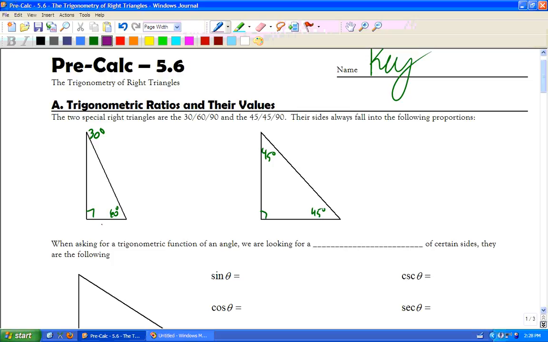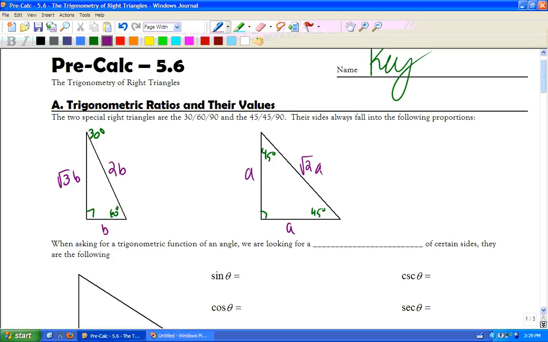Opposite of the 30, we're going to call that side B. Opposite of the 60 is the square root of 3 times B. Opposite of the 90 is 2B. You can verify these using the Pythagorean theorem, or in any number of ways. For the 45, 45, 90, if we call a side A, the opposite of the other 45 is A, and opposite of the 90 is the square root of 2 times A.